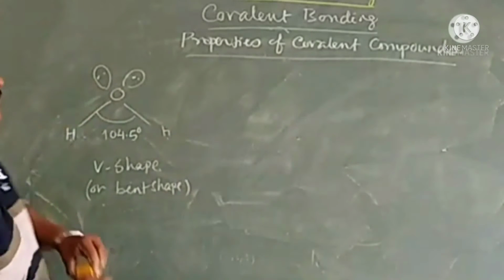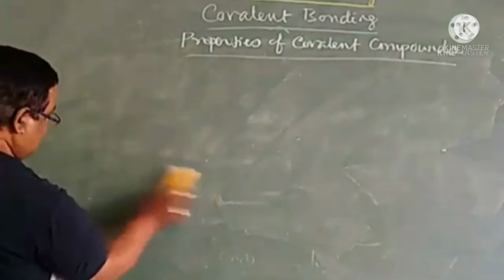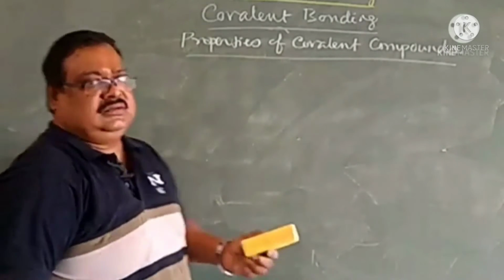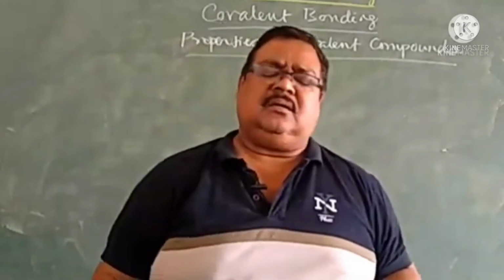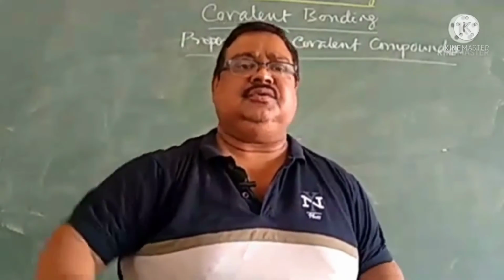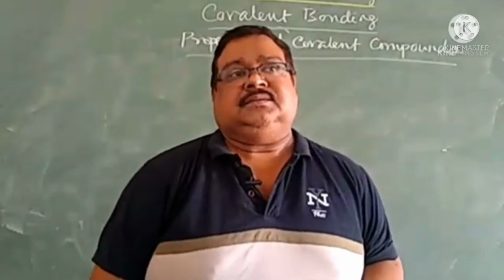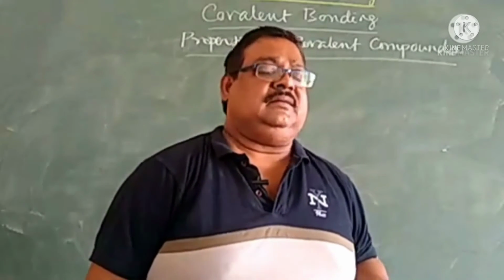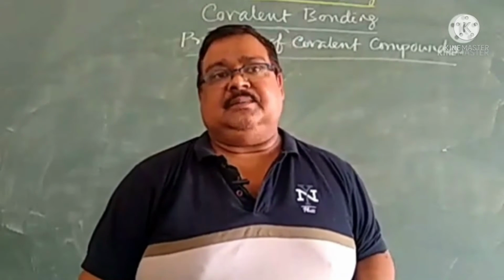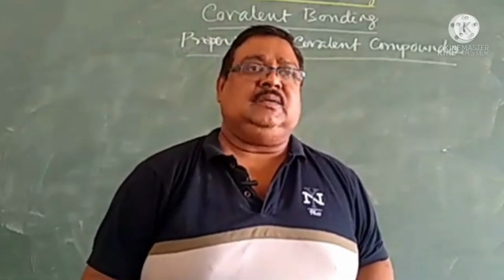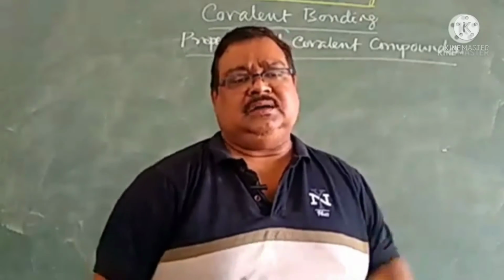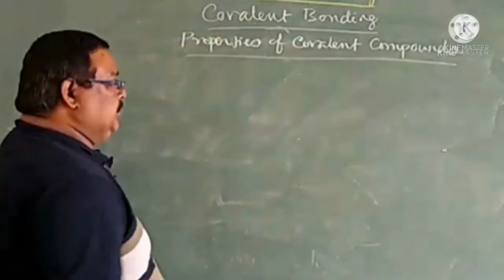Properties of covalent compounds. So the properties of covalent compounds are almost opposite to those of the properties shown by ionic compounds or electrovalent compounds. Last video lecture में जो मैंने पढ़ाया था कि ionic compounds का जो properties है उनसे just almost opposite होगा ये covalent compounds का properties.